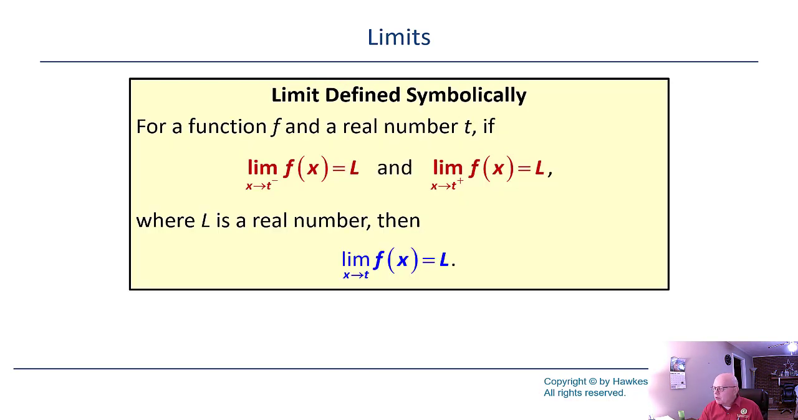And this is one way of putting it. You've got the left-hand limit is something. The right-hand limit is some number. And if not only that, if they're the same, then we've got a limit. Hooray!